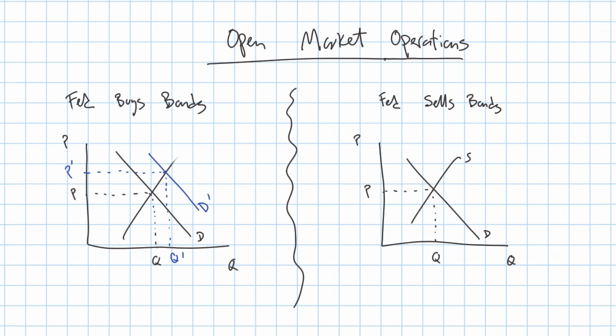Conversely, when the Fed engages in contractionary monetary policy and sells bonds, the Fed becomes a supplier of bonds, pushing the supply of bonds to the right as they sell their bonds into the market. This increases the quantity of bond transactions that happen and lowers the price of the bonds that the Fed is selling.